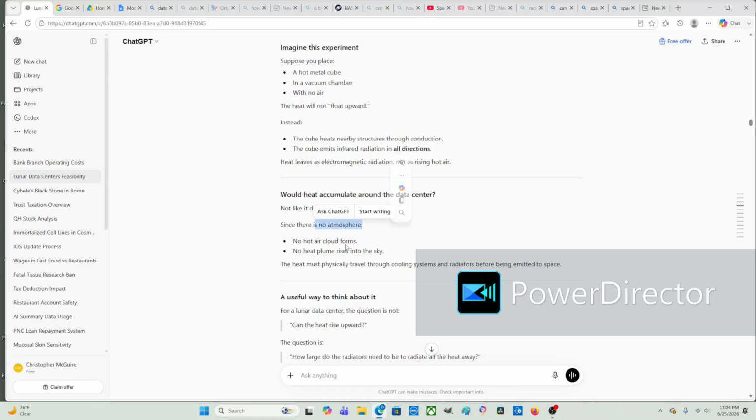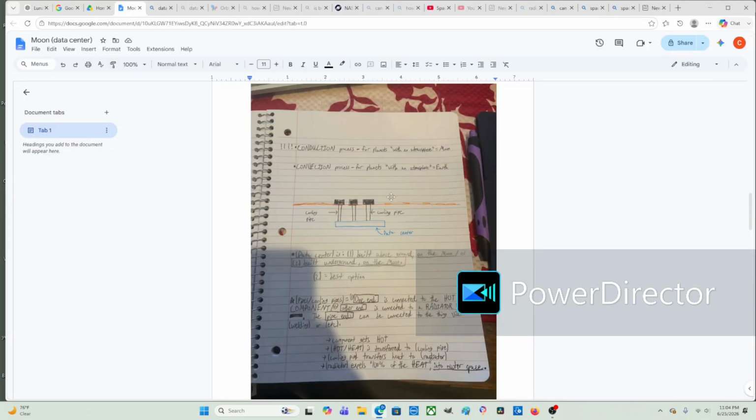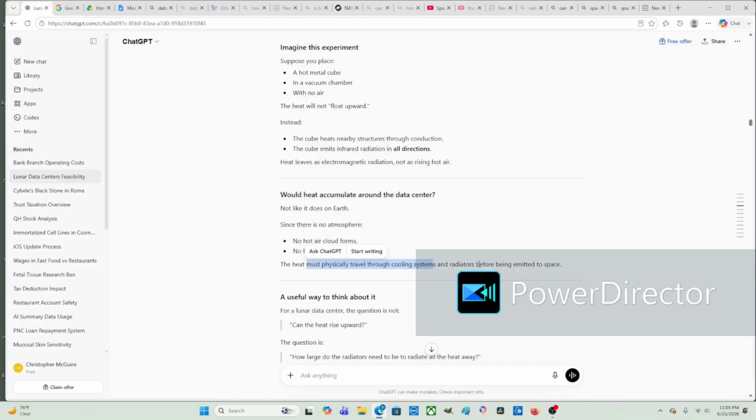Because there is no atmosphere, no hot air, less dense air forms, no heat rises, and no cool air goes underneath to cool the data center, because of no atmosphere and only conduction. The heat of the hot metal cube, the heat of the data center, must physically travel through cooling systems. The heat must be transferred to cooling pipes and to connected radiators before being expelled into space.